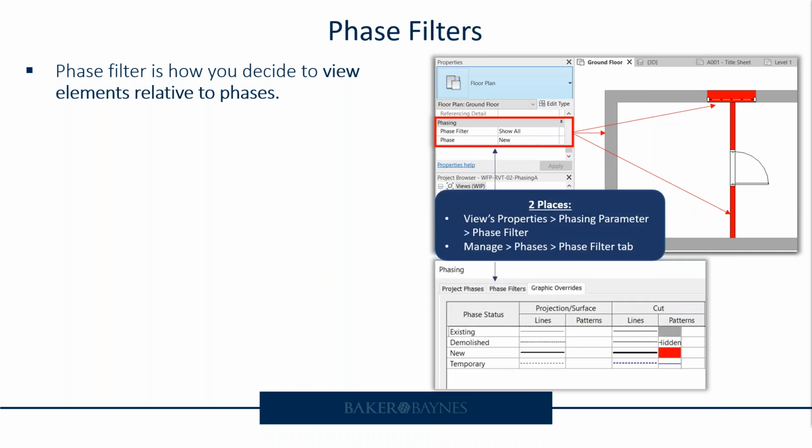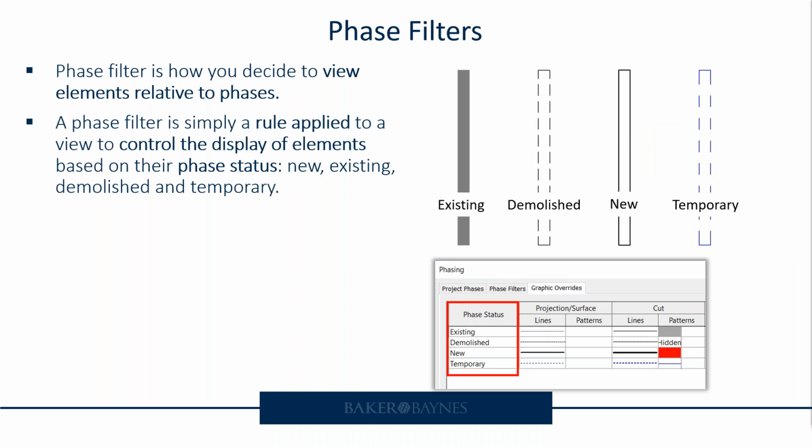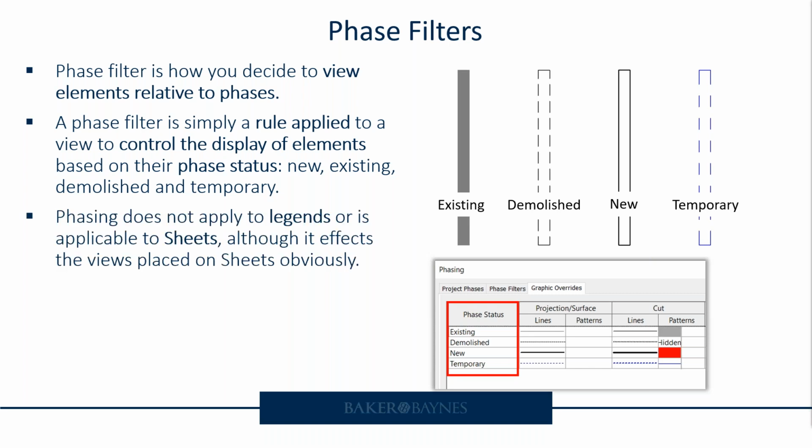There are two places that we make use of phase filters. So the first is inside of your view in the properties palette, and then the second place is in the phase dialog box, the second tab, which is your phase filters. Then also a phase filter is simply a rule that you apply to control the display of elements based on their phase status. In other words, if the element is existing, it has a certain filter assigned to it. The same applies for the others as well, like demolished, new, and temporary.